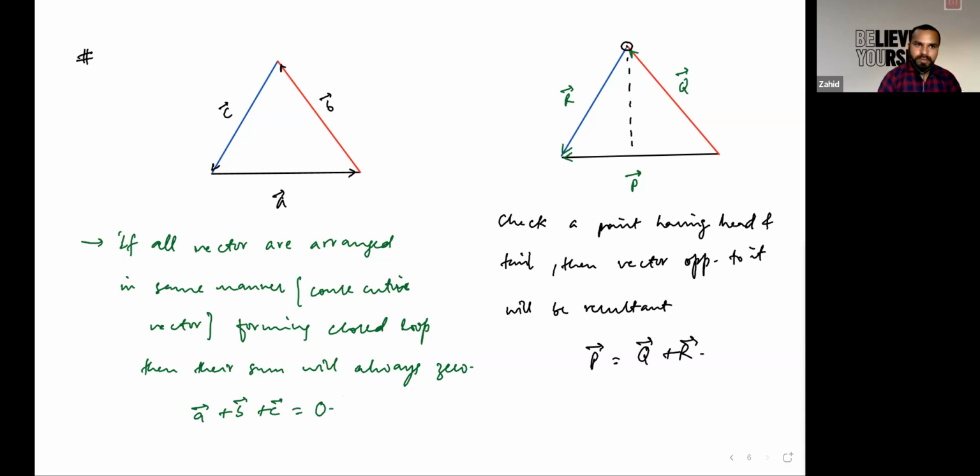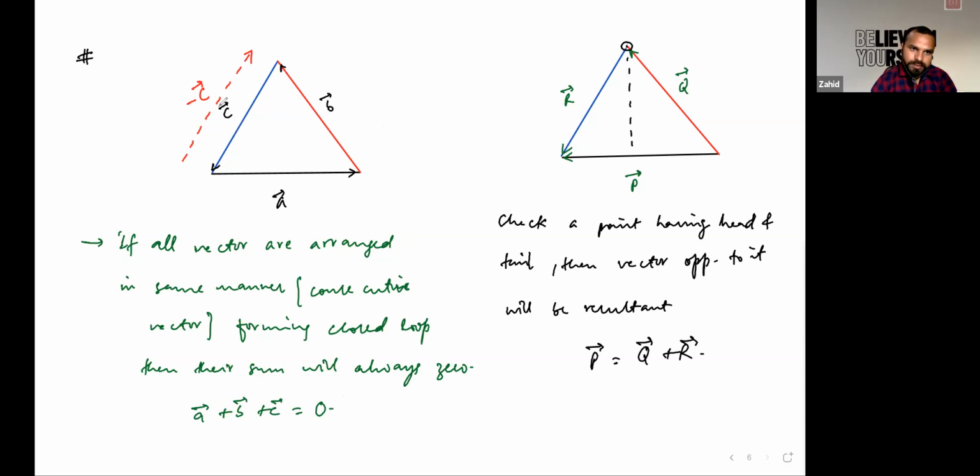I'm defining how it will be. Suppose this is C along this path. If you reverse its direction along this path, on reversing the direction of a vector, it will become negative.